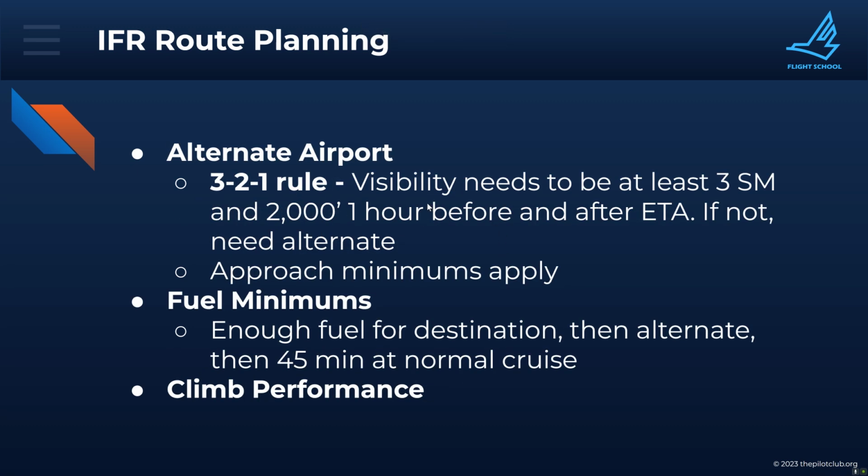So if you're considering if you need to file for an alternate or not, just remember the 3-2-1 rule, right? So the destination airport that you're flying to, the visibility needs to be at least 3 statute miles, and your ceiling has to be at least 2,000 feet 1 hour before and 1 hour after your estimated time of arrival. If it's not, then you need an alternate.